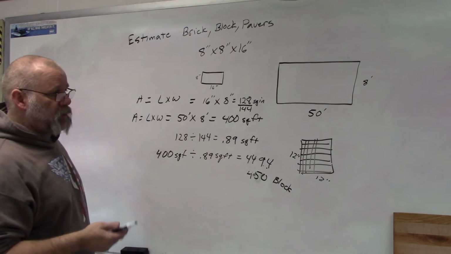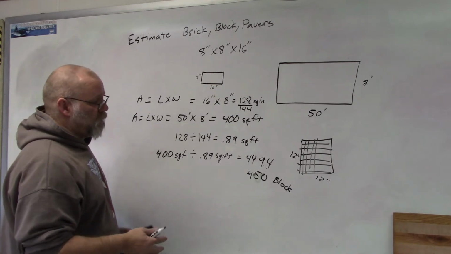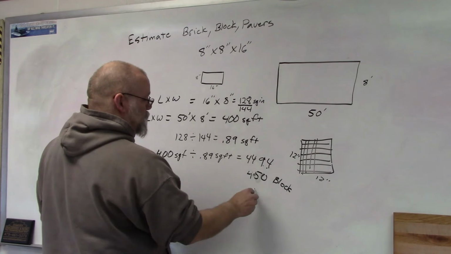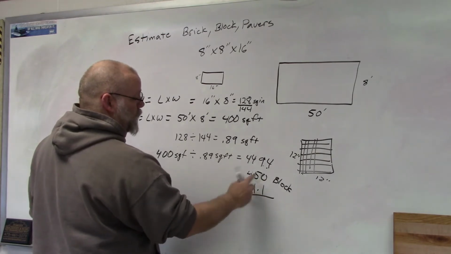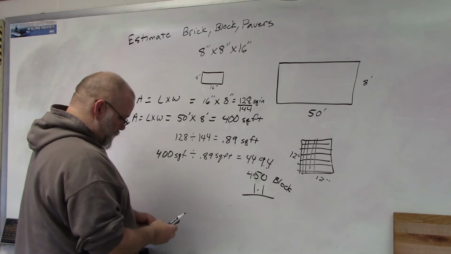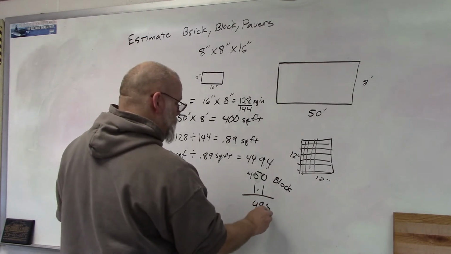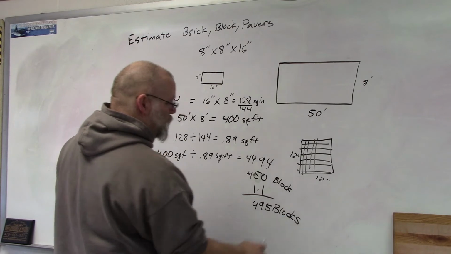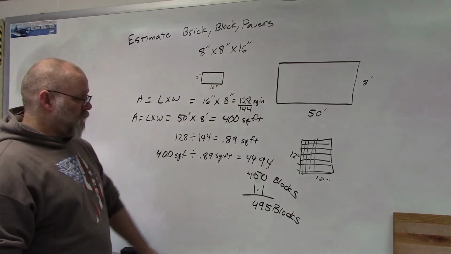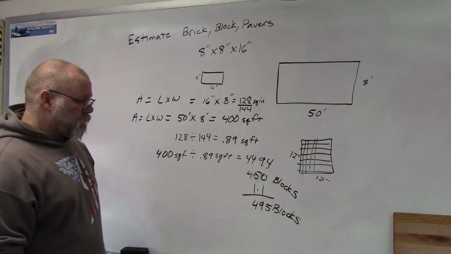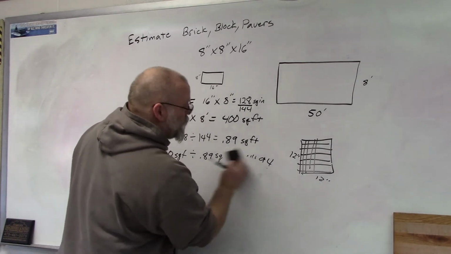Now, of course, we always want to add waste because you're going to have breakage and other things, so we're going to add, let's say, just 10%. So 1 is the 450 part, and then the 0.1 is the waste. So 450 times 1.1 would be 495 blocks. So this wall, 50 feet long, 8 feet high, would take 495 blocks to construct. Okay? So, what about the other two?